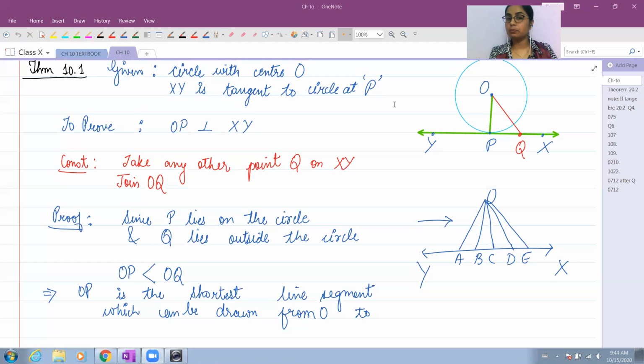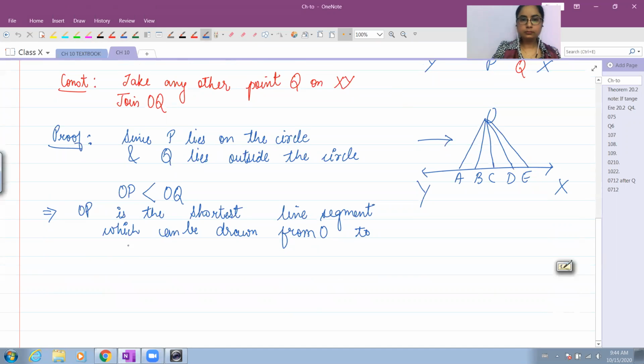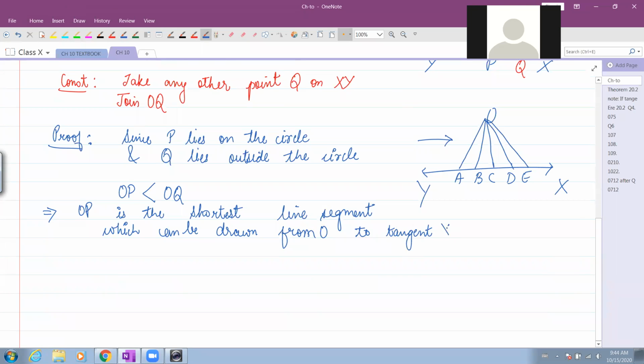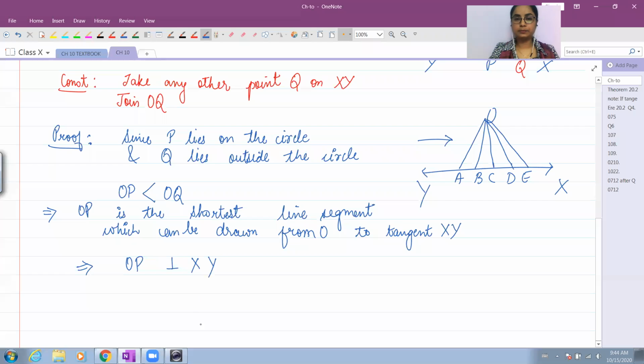You can take multiple points. Right now I have taken in general one point which is on the tangent other than P. P is on the circle whereas Q is outside the circle. That's why the length of OQ is longer than OP. And if OP is the shortest line segment, that implies that OP is perpendicular to XY. So OP is the shortest line segment which can be drawn from O to tangent XY. This implies OP is perpendicular to XY.